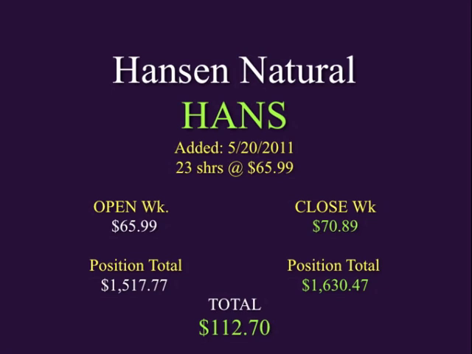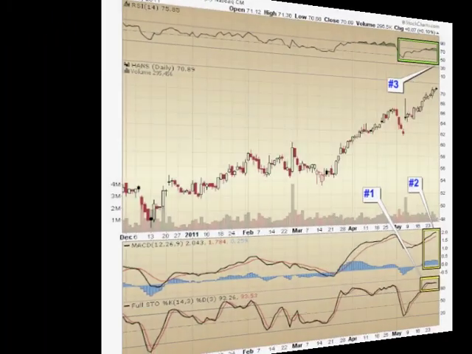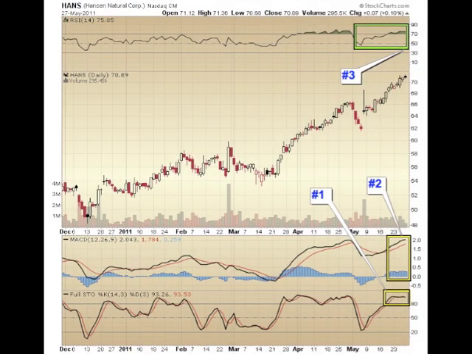We like that. Hansen Natural starting the week at $65.99 and closing the week at $70.89. Nice gain there of $112.70. Let's take a look at the chart. And the chart of Hansen Natural, down below 0.1 stochastics. They look a little toppy here as they're riding sideways high in overbought territory. Gave it a yellow mark.